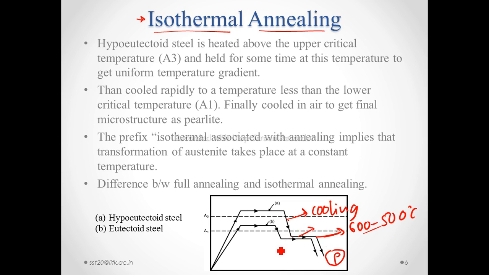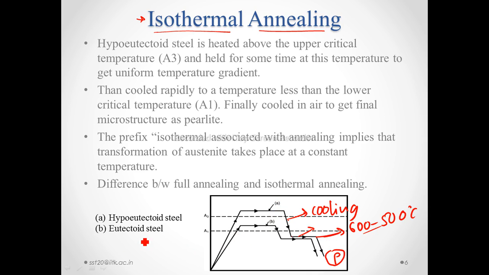This is used for getting more ductile and machinable products such as pellets. Okay, this is for the hypoeutectoid steel.